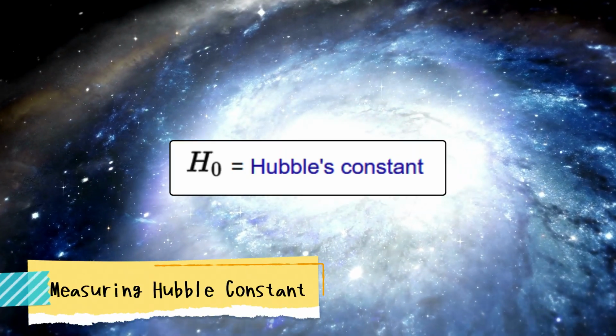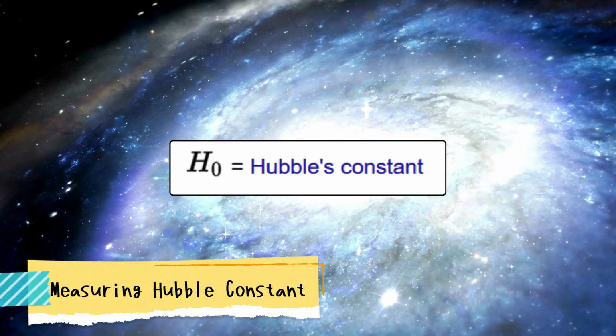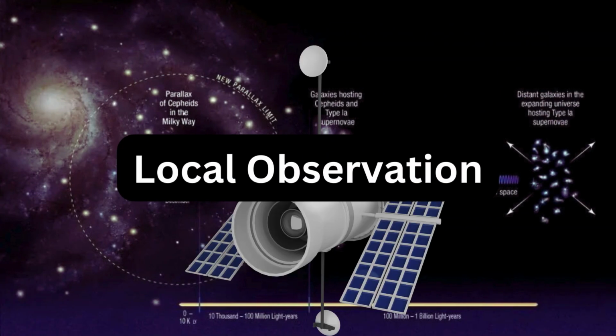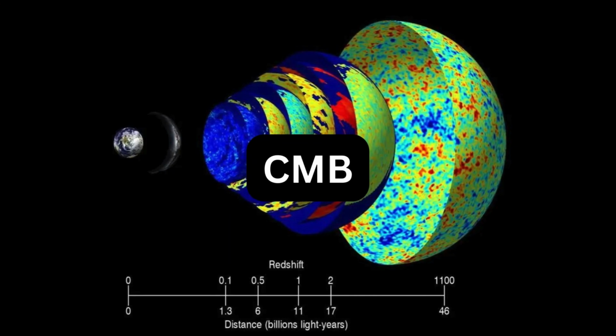There are two methods of measuring this Hubble constant. One using local observation of nearby galaxies, like the Hubble Space Telescope, and the other one using the cosmic microwave background, or CMB. So what's the paradox? Well, the measurements don't agree. A local measurement gives a higher expansion rate, while the measurement from CMB data gives a slower rate of expansion, and the difference between these two is as big as 10%.